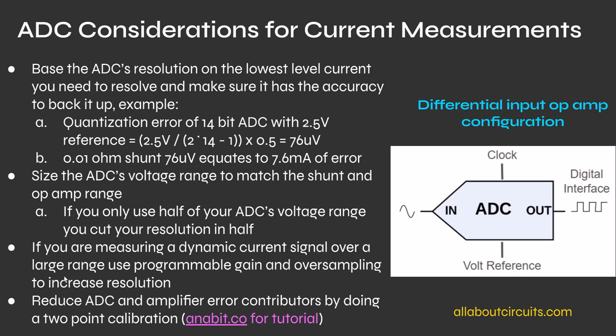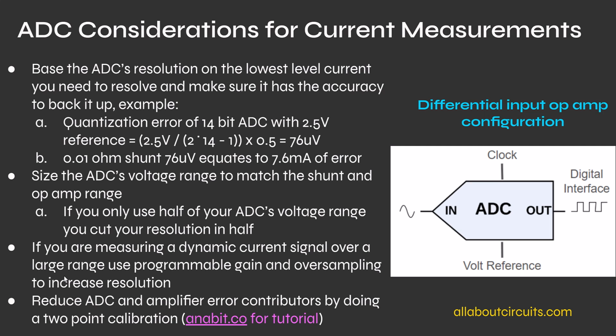Okay, that seems like really good resolution. But what if we're working with a shunt that's only 10 milliohms? That equates to 7.6 milliamps of error. So even at a high resolution of 14 bits, based on the shunt we're using, this is going to equate to 7.6 milliamps of error. And that's just the quantization error, right? We're not talking about other error factors. A lot of times you're using higher resolution ADCs, 16-bit, 18-bit, 24-bit. The one I used in my example was a 32-bit ADC.